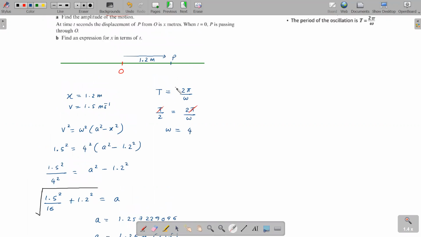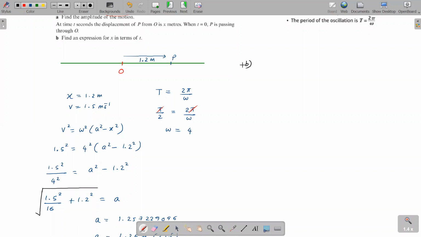And then they say part B, at time t seconds, the displacement of P from O is x meters. When t equals 0, P is passing through O. Can you see, at time t seconds, the displacement of P from O is x meters. When t equals 0, P is passing through O. Find an expression for x in terms of t. Okay, so how do we do this? Part B.